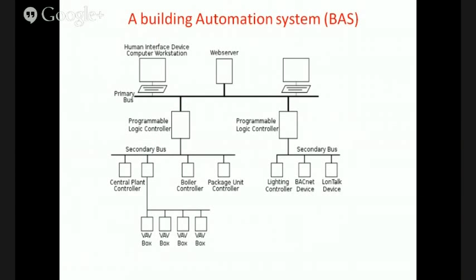A building automation system, BAS, they call it BAS. It is self-explanatory. You have a human interface device, computer, then you have the web server, you have programmable logic controllers, you have different central plant controllers, boiler controllers, package units, lighting controllers, DAC unit devices, and so on. And then finally you have VAV boxes as outputs.